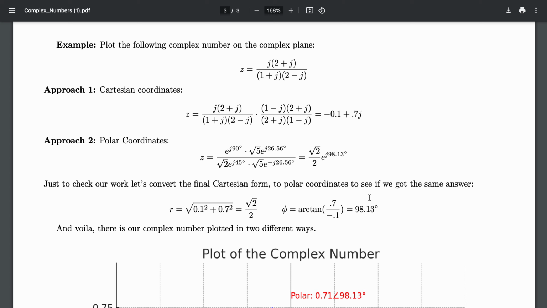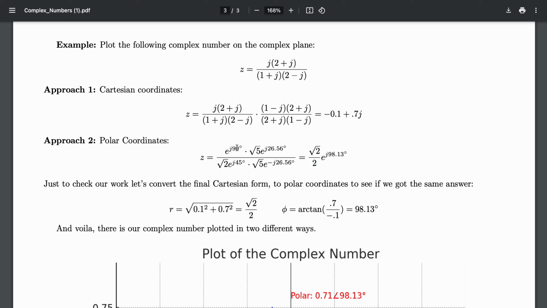And the beautiful part, once we get the polar form for each one of the complex numbers, is we can simply multiply the amplitudes, right? We basically have 1 times root 5 divided by root 2 divided by root 5. We see that these root 5s cancel, and we're just left with 1 over root 2, which can be rewritten as root 2 over 2.